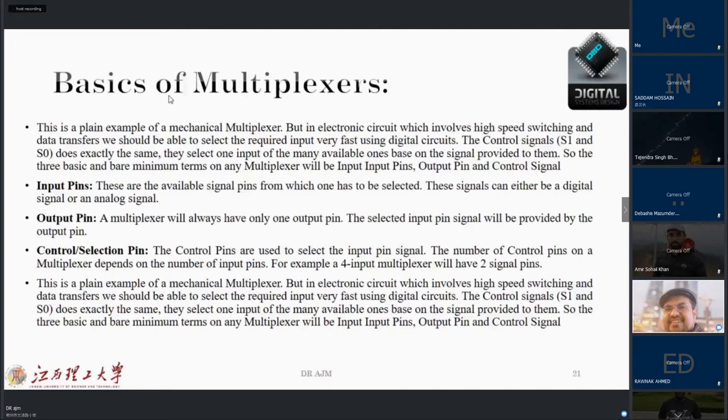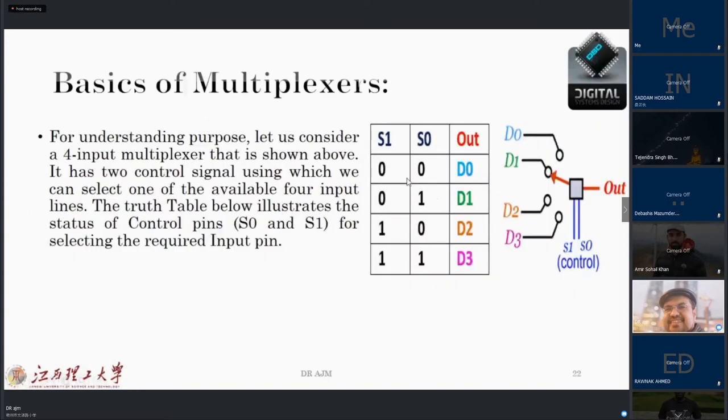So the three basic and bare minimum parts of any multiplexer are the input pins, the output pins, and the control. See this figure, you will see that whenever the control signal, in this figure S1 and S0, is acting, we can have the input monitored on the output, something like that.